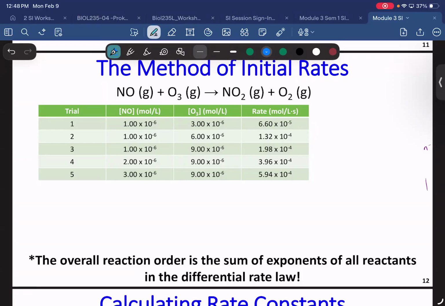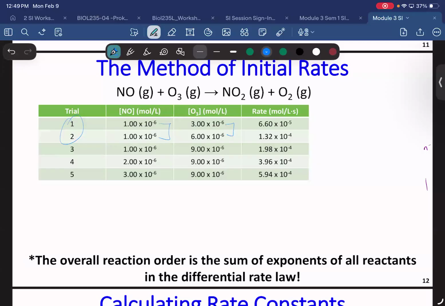Now I'm going to challenge you guys. Let's try to do this without using any math, or using some mental math. If you guys remember, the first step is to identify the experiment or trial where one concentration or reactant changes and the other one remains constant. A good example could be trials 1 and 2. We see that nitrogen monoxide remains constant, but the O3 doubles.